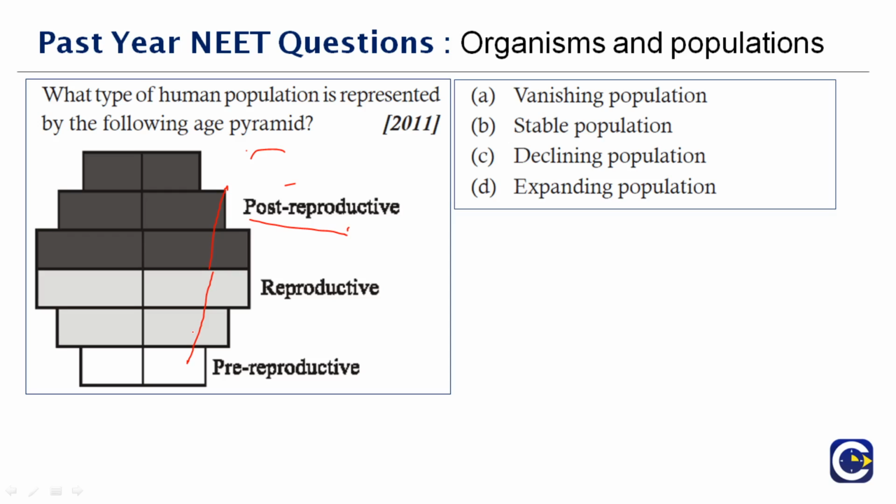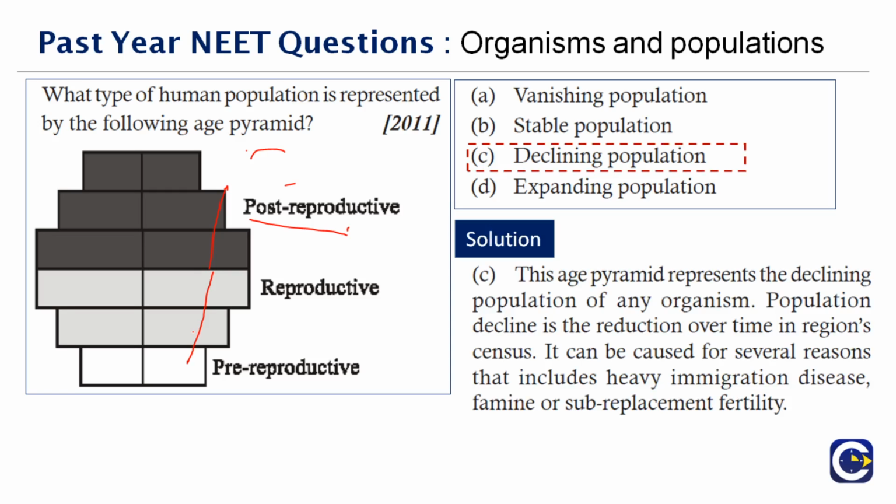If you see, it represents the declining population. If you see it the other way around, both are declining. Therefore, the right answer to this question is option C, declining population. So the graph clearly represents the post-reproductive, reproductive and pre-reproductive. I hope you understood. If you see the other way around, it's only declining. So it's representing the declining population.